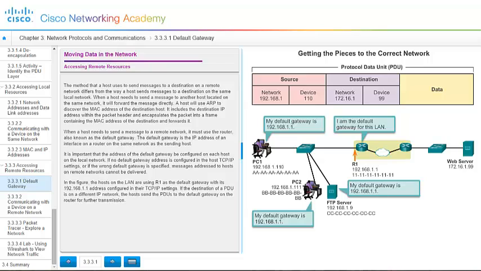In this figure, the hosts on the LAN are using router 1, or R1, as the default gateway with its 192.168.1.1 address configured in their TCP/IP settings. If the destination of the PDU is on a different IP network, the host sends the PDUs to the default gateway on the router for further transmission. Once it hands it off to the router, now it's the router's responsibility to keep going.